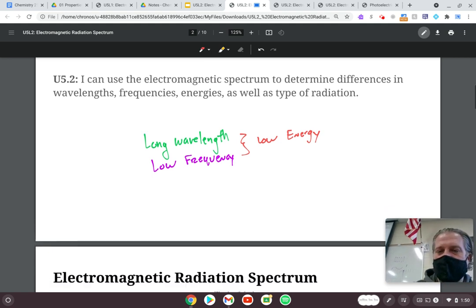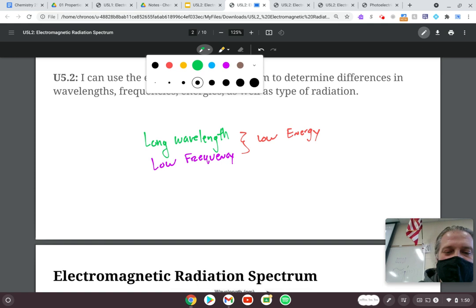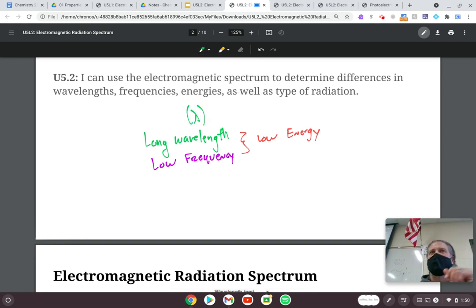We also were introduced to some symbols to represent these things. So wavelength is the upside down Y, also known as the Greek letter lambda. Frequency is this fun little V. I'll draw that a little bit better.